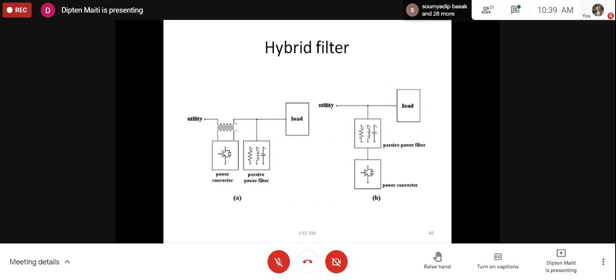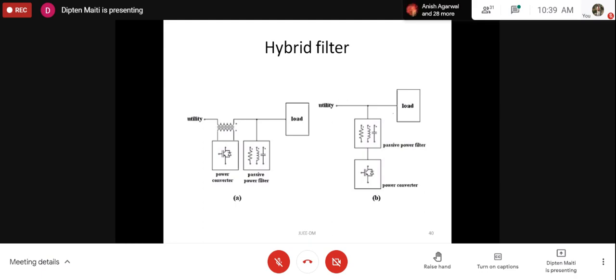So once again, if you have any question, please ask me here. Hybrid filter, this is a combination of active power filter and a passive power filter. Here, on the left hand side from the utility, an active power filter is shown, and the passive power filter is also connected across the load. So it may happen that here, the usage of this hybrid filter is that, or why this is required.